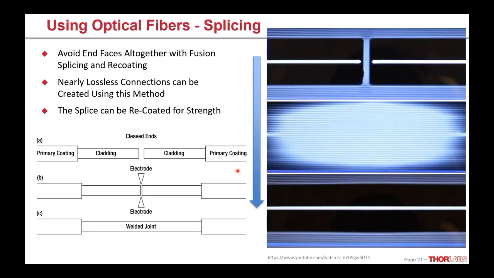And we can even add more UV curable coating on top of this welded joint. And this connection is nearly lossless, and while not quite as strong as the original fiber, it's very strong. So this is a very useful thing for fiber in the lab. Splicing technology is incredible.